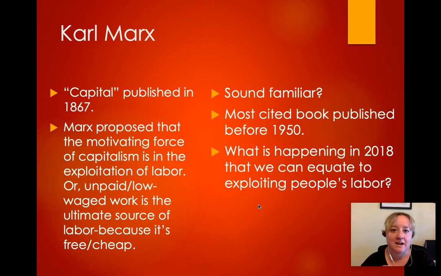His book that I want you to have some reference on is a book called Capital, mostly because it continues to be, I'm recording this in 2020, it continues to be the most cited book published before 1950. And it talks about how what is happening, I wrote this in 2018, ignore that. There might be some mistakes as we go through these slides, sorry. So it's talking about how can we equate what is happening now, 2020, to this history. So Capital was published in 1867.